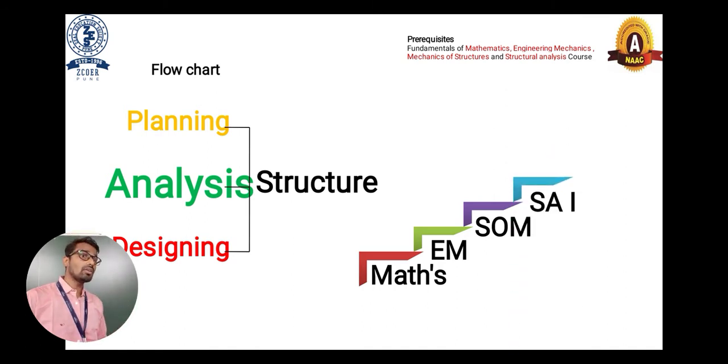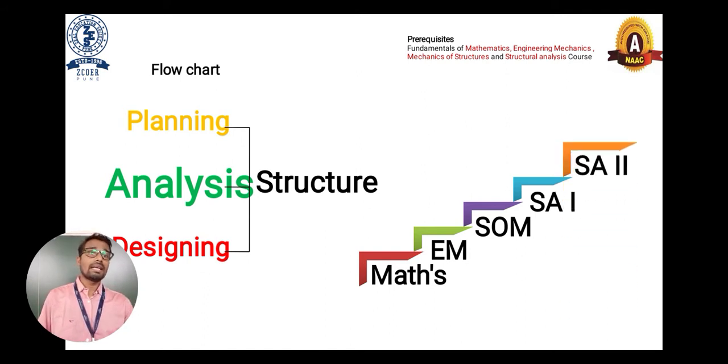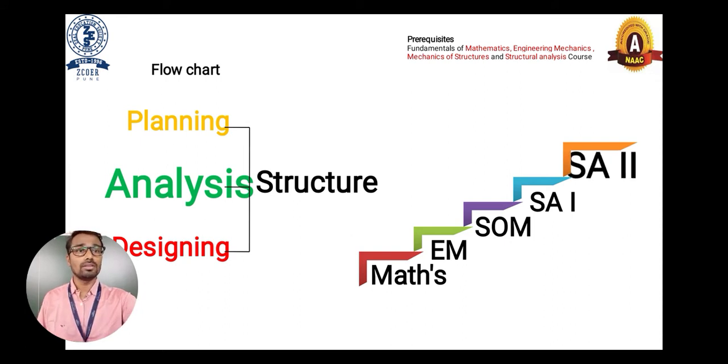Then after that, in structural analysis 1, you analyzed determinate structures as well as indeterminate structures. Next, structural analysis 2: we will analyze indeterminate structures by various methods. In this subject, we will deal with the methods for the analysis of indeterminate structures, and we will see various methods in this subject.